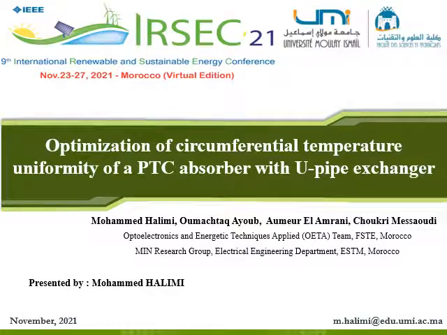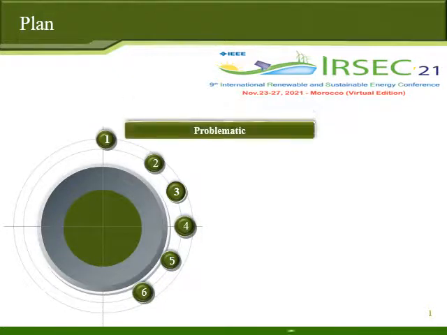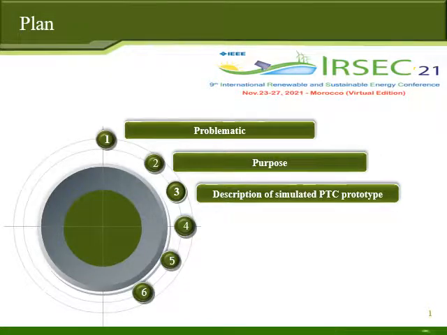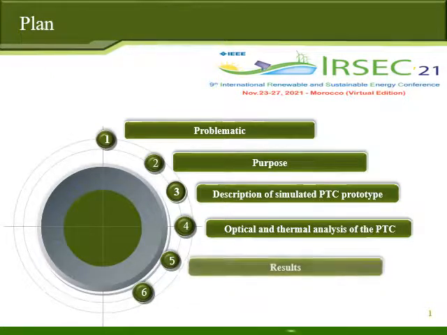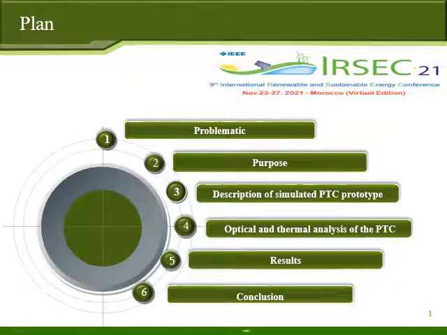Hi everybody, I'm going to share with you our work titled Optimization of Circumferential Temperature Uniformity of a Parabolic Trough Collector Absorber with U-Pipe Exchanger. This presentation will focus mainly on the following axes: starting with the problematic of this study, the purpose of this work, some description of the simulated prototype, an optical and thermal analysis of the system, and we are going to present some results, and the final axis is a conclusion.